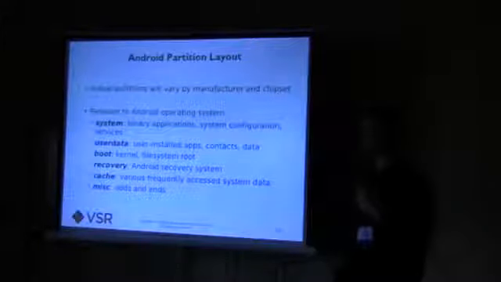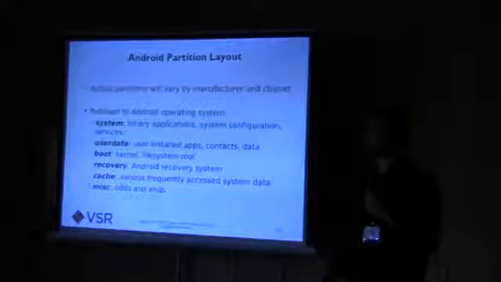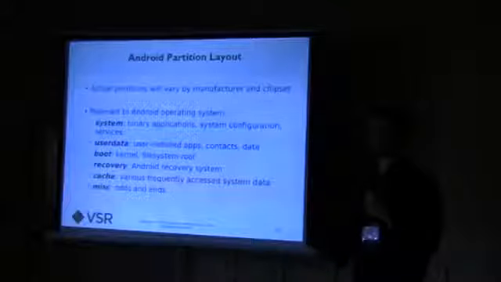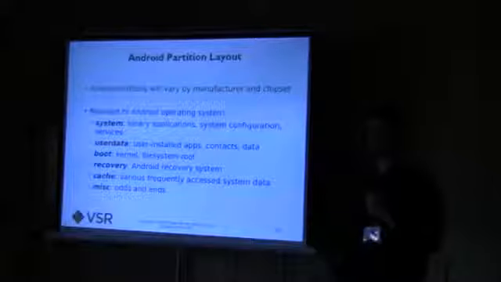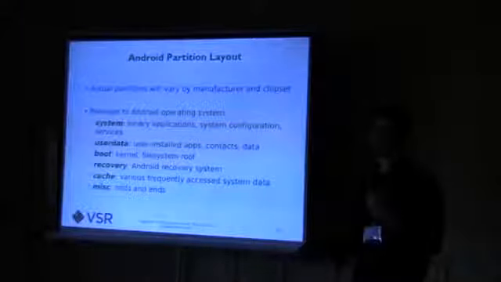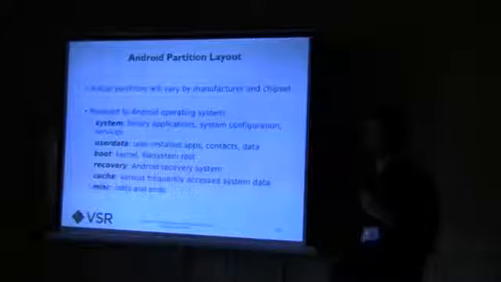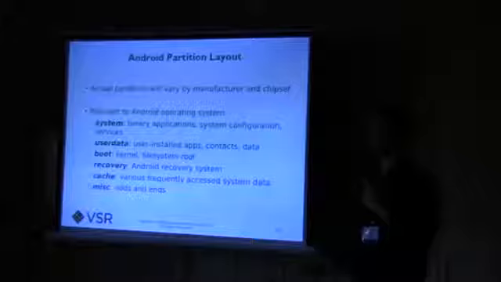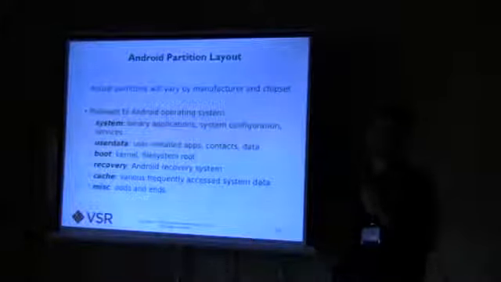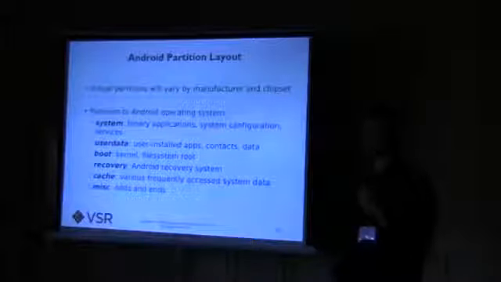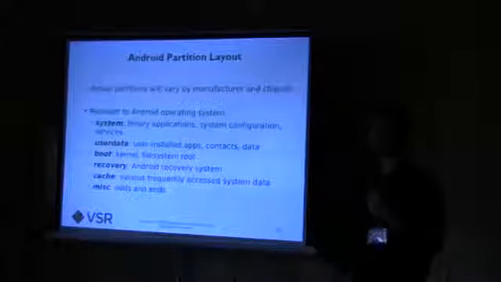You have your user data partition, which has all the juicy stuff, all your user-installed apps, your contacts, your data, basically anything that's mutable that was put on the phone by you after receiving it. You have your boot partition, which contains the kernel, and then the file system root, the RAM disk that represents the root of the file system with a number of other configuration-related things. The recovery partition contains the Android recovery system, which is sort of a fail-safe mode that allows you to do all sorts of diagnostic functionality. The cache file system has just various frequently accessed system data, and then the MISC file system is for odds and ends that's sometimes unused.